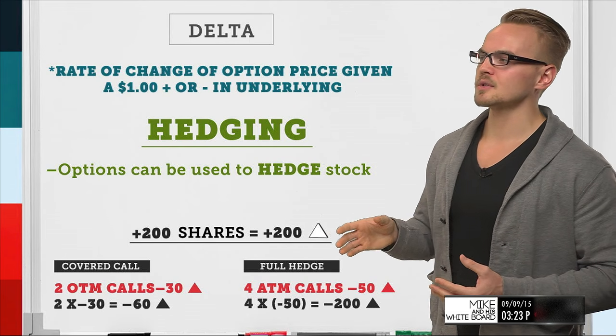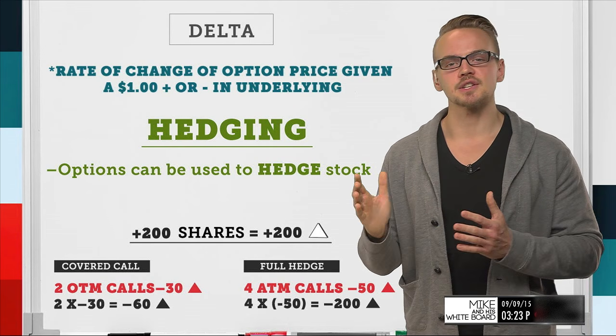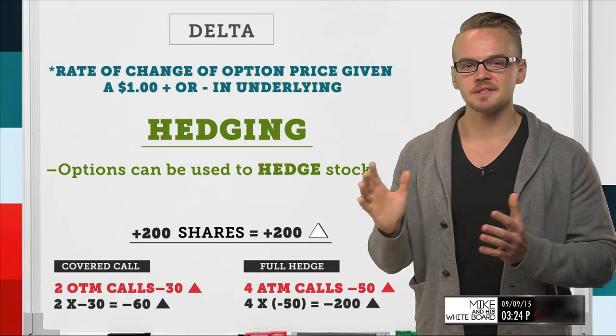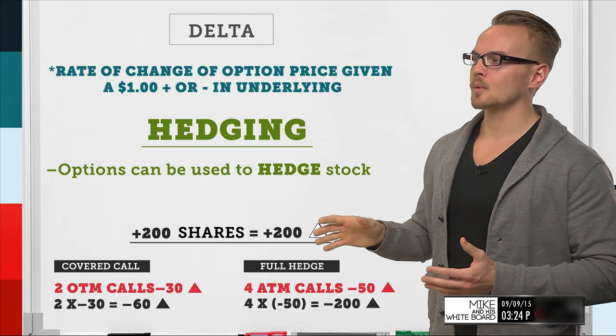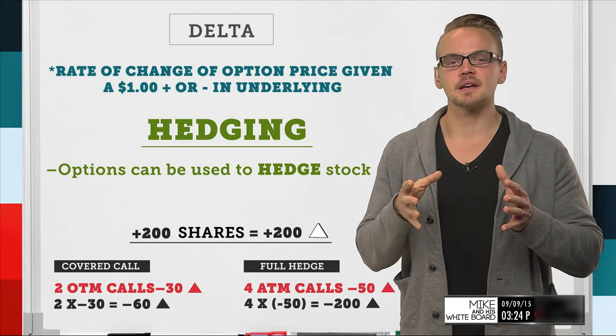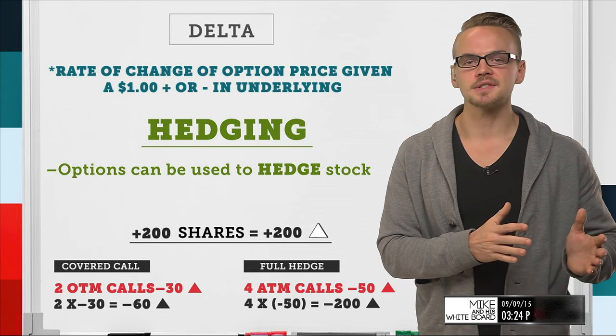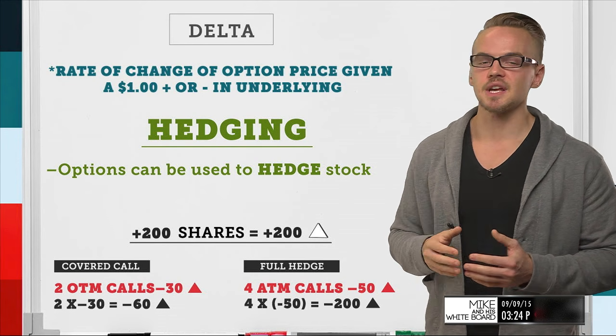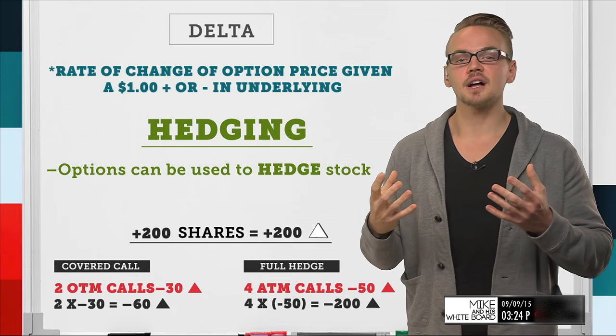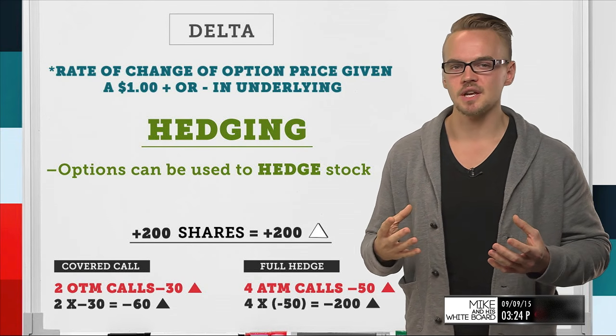So what's important to note is that delta changes, so that's gamma. Gamma is the change of delta, but what I can do is temporarily give myself a full hedge. Now, if the underlying goes down or up, then this delta is going to change, because the delta that the calls actually have is going to change as well.